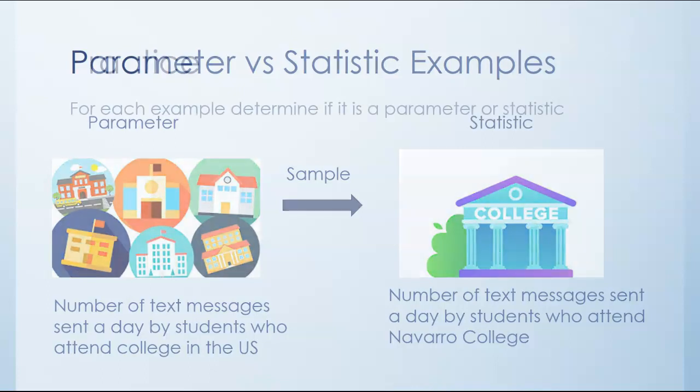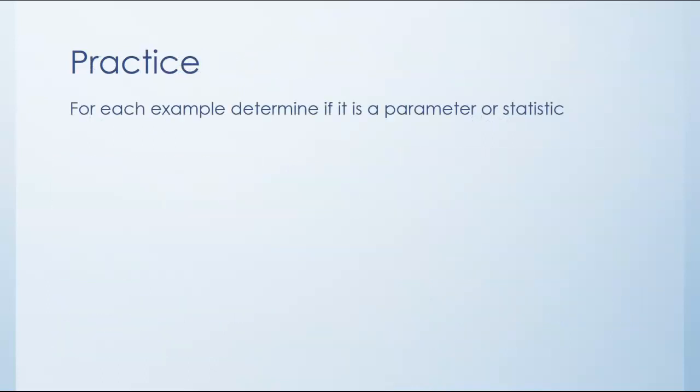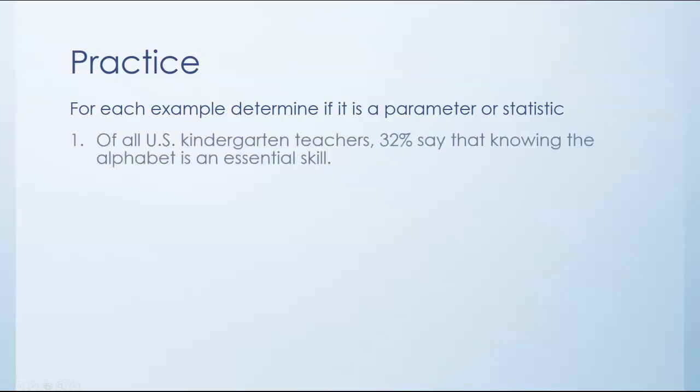So now just a few practice questions. I'm going to give you a couple seconds after each one to figure out the answer for yourself, and then I will provide that for you. So for each example, we're going to determine if it is a parameter or a statistic. Our very first one says, of all U.S. kindergarten teachers, 32% say that knowing the alphabet is an essential skill.